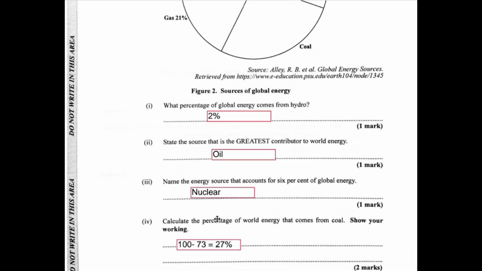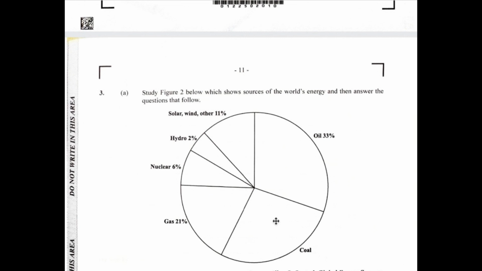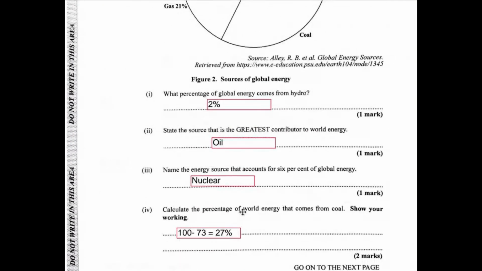And then part 4 of the question asks that we calculate the percentage of world energy that comes from coal, and to show your work in order to get the 2 marks. Now, coal has no percentage, so what you're going to do is add up the percentages for all of these. Remember, the percentage is out of 100, so when you add them up, you're going to get 73, and you're going to subtract 73 from 100, which leaves us with 27. So coal accounts for 27% of the world's energy, and that is 2 marks once we show our working.